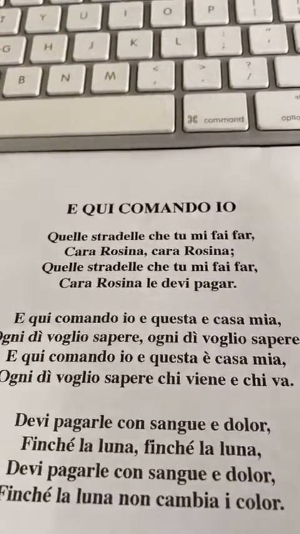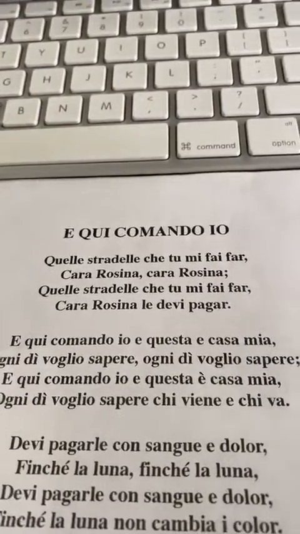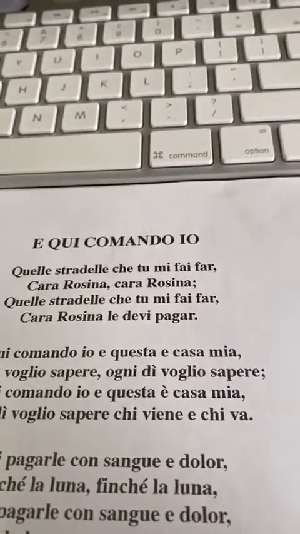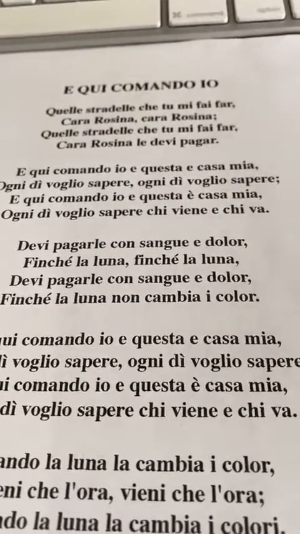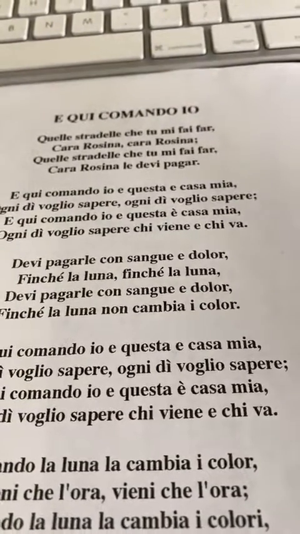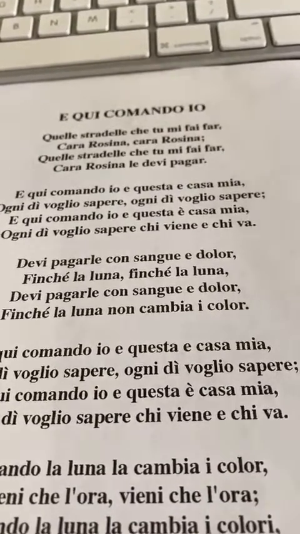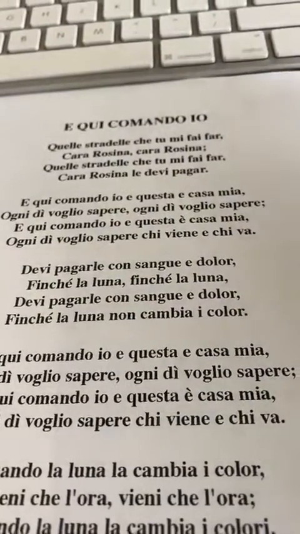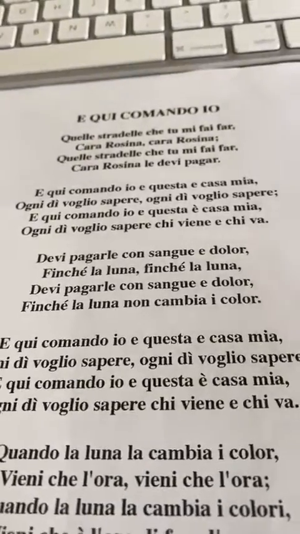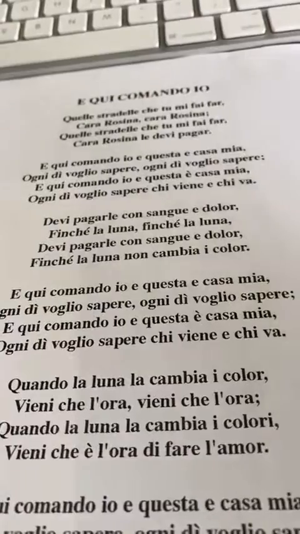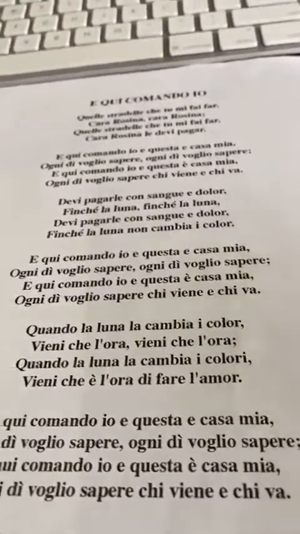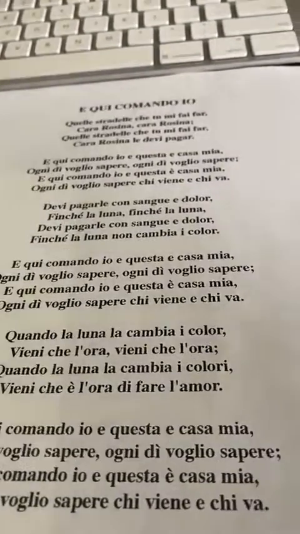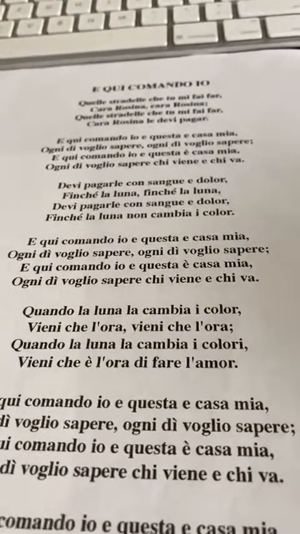Quelle stradelle che tu mi fai far, cara Rosina, le devi pagar. E qui comando io, e questa è casa mia, ogni dì voglio sapere chi viene e chi va. Devi pagarle con sangue e dolor, finché la luna non cambia i color. E qui comando io, e questa è casa mia, ogni dì voglio sapere chi viene, chi va.